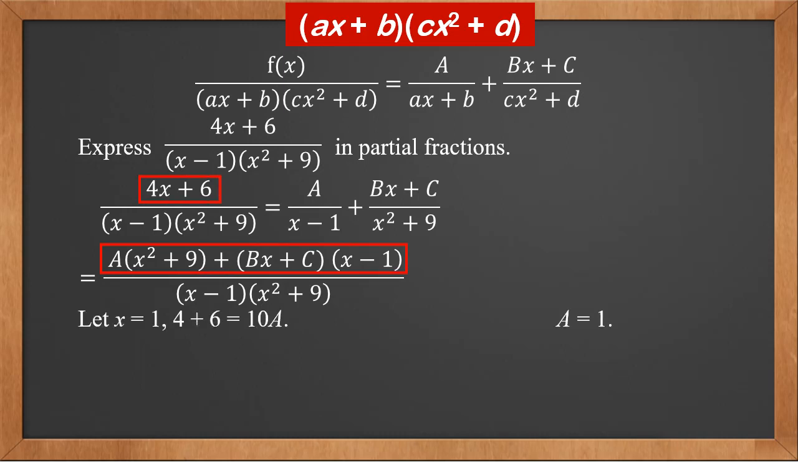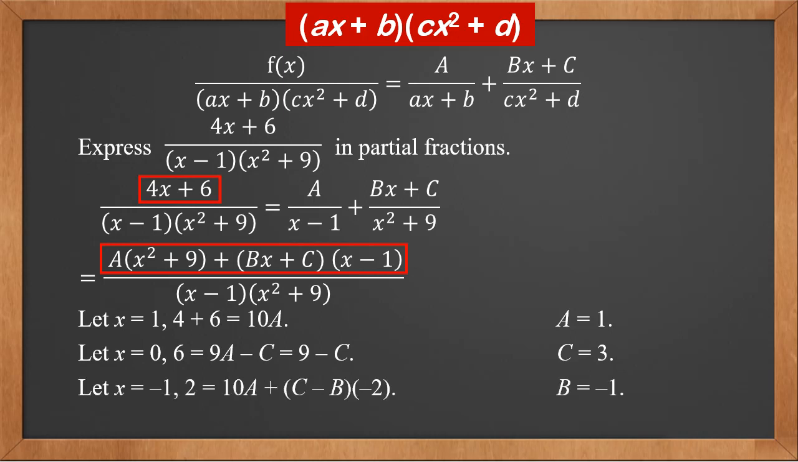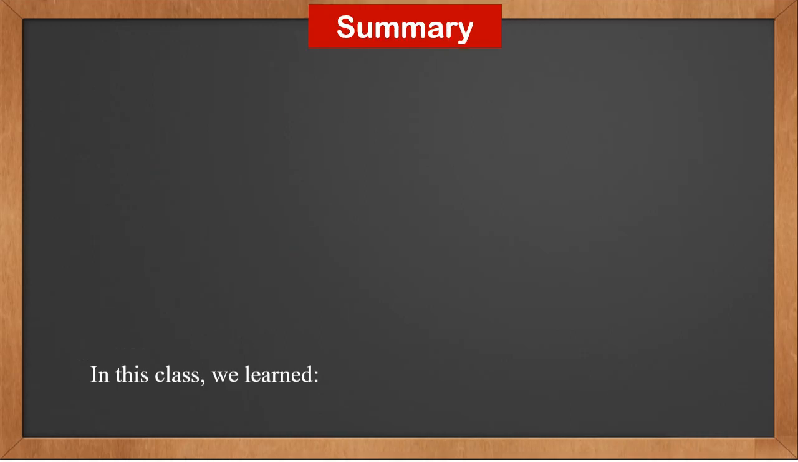Let x equal 1. 4 plus 6 is 10a. So a is 1. 1 is the only value that can make the factors 0, so we'll pick two other random values. Let x equal 0, we get 6 equals 9a minus c. Put in the value of a, we get c as 3. Let x equal -1. 2 equals 10a plus (c minus b) times -2. Put in the values of a and c, we get b as -1.